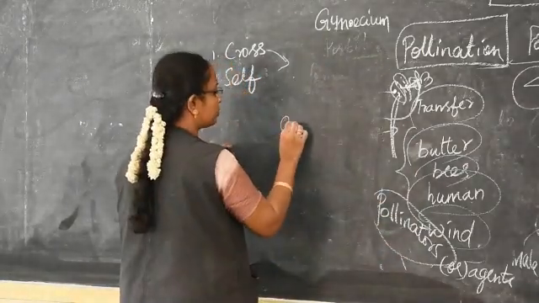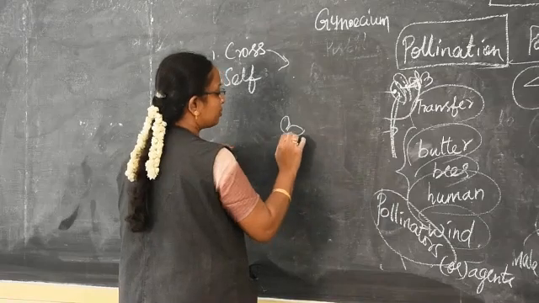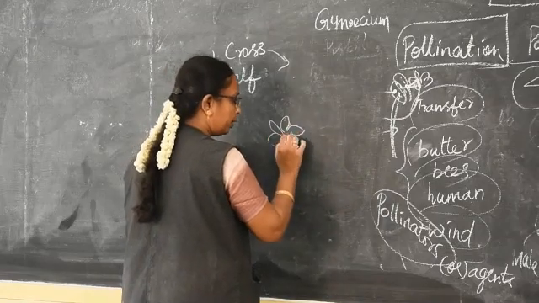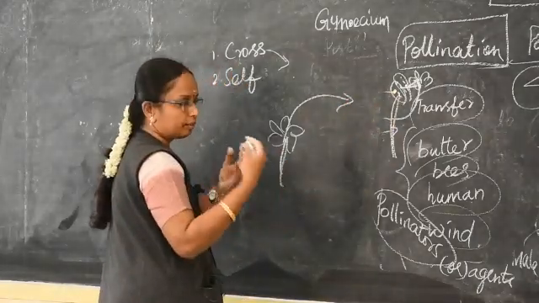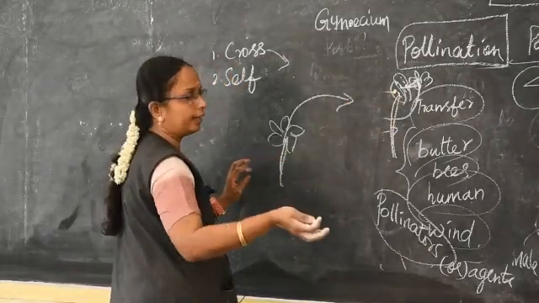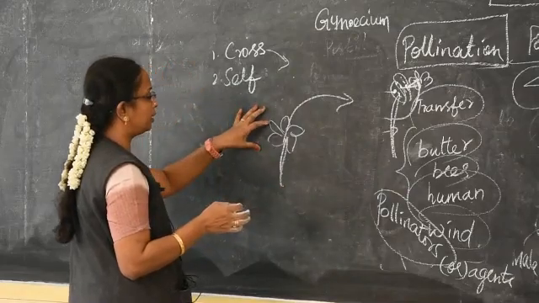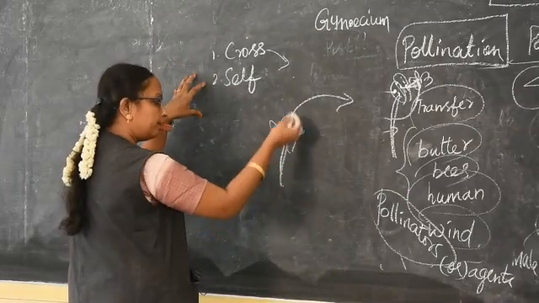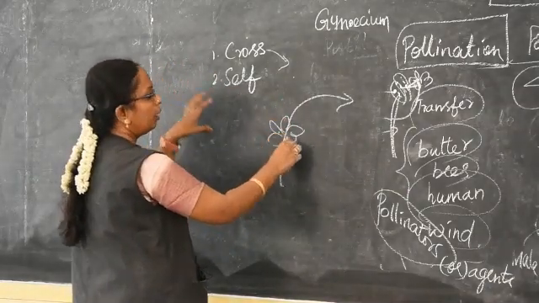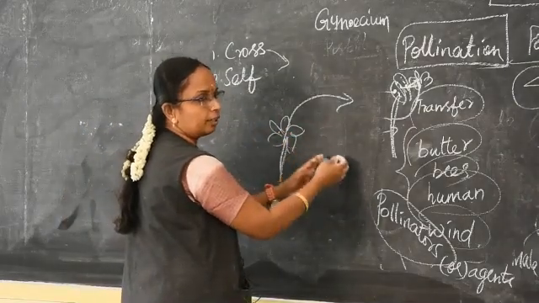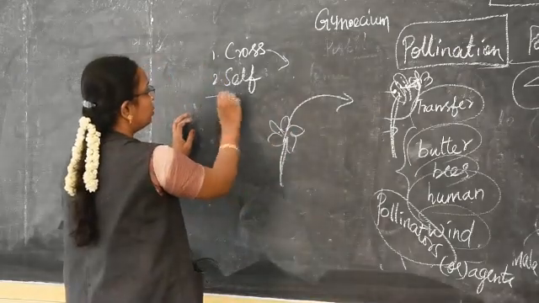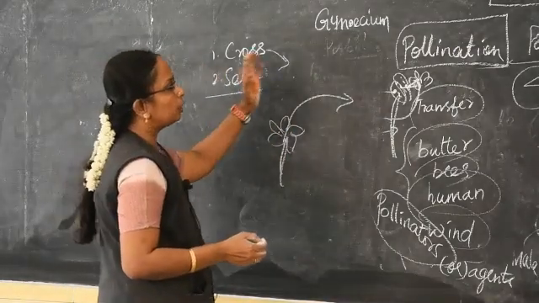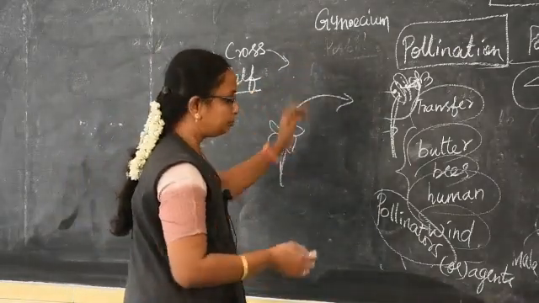If a hibiscus plant or some flowers are there, the transfer of pollen grains from one flower to another flower of the same kind or another kind is known as cross pollination. If the pollination happens in the same flower itself, or another flower of the same kind, on the same hibiscus plant, it is known as self pollination. So these are the two types of pollination.